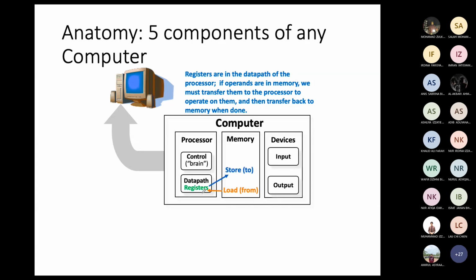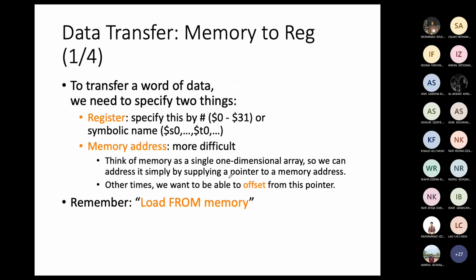And then if we want to write, that means we want to store it back. So we call it store from registers to memory. So these are data transfer instructions. To transfer a word of data, we need to specify two things.